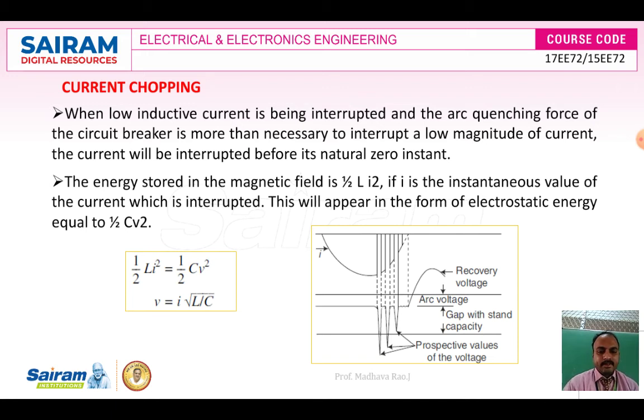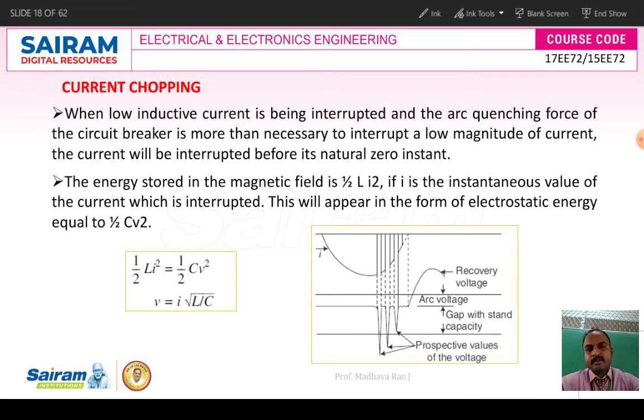Here we have to consider the energy equations of the inductor and the capacitor. The energy equation of the inductor is half L I squared. The energy equation of the capacitor is half C V squared. Half L I squared is the energy stored in the inductor, and half C V squared is the energy stored in the capacitor. If you equate and simplify, you will get the voltage V equal to I into root L by C.